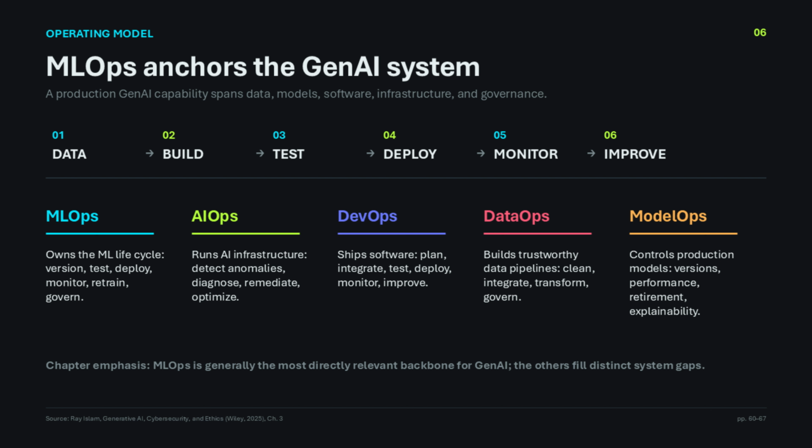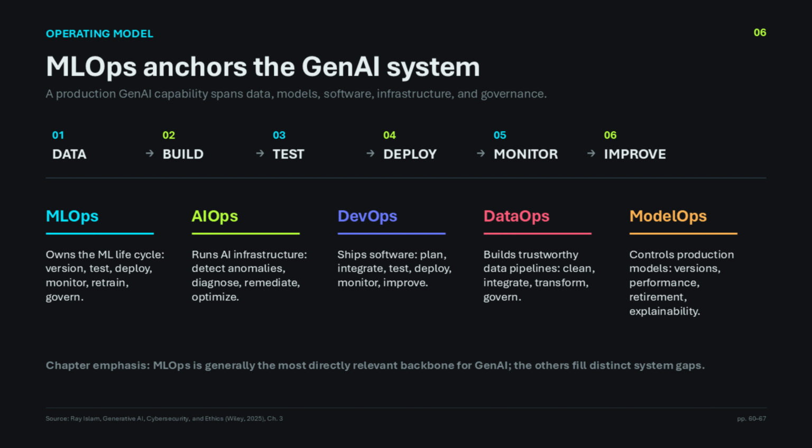But MLOps has a supporting cast. AIOps watches the IT environment, detects anomalies, diagnoses issues, and can automate remediation. DevOps moves the surrounding software through integration, testing, deployment, and feedback. DataOps keeps the data pipeline clean, reliable, integrated, and governed. ModelOps focuses tightly on production models, their versions, performance, explainability, and retirement.